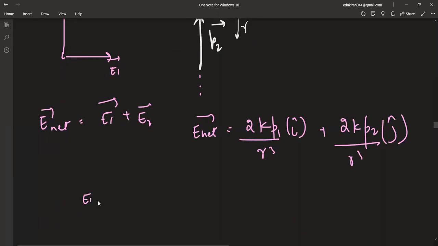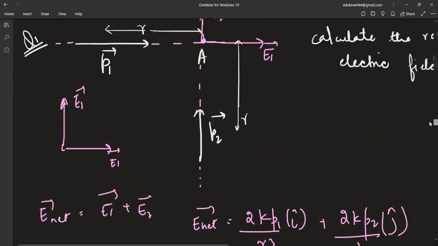Further, if the values are given, you can use the formula. This also formula can be used: under root E1 square plus E2 square. Note down this question as well.